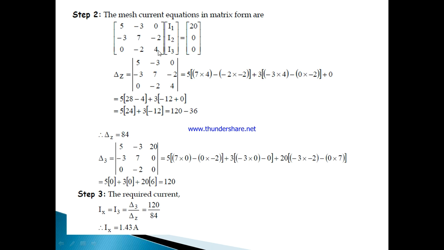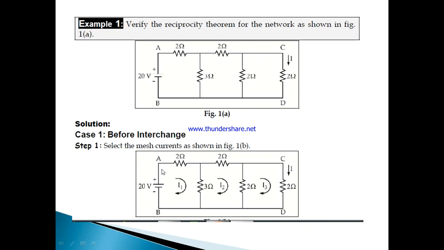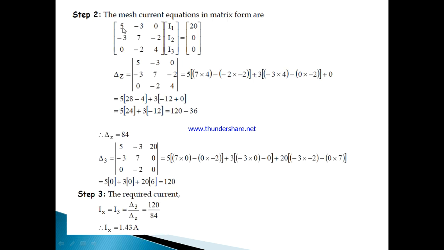This Z matrix we are going to find by using the inspection method. There are a total of 9 elements in the Z matrix: Z11, Z12, Z13, Z21, Z22, Z23, Z31, Z32, Z33. First we are going to find the first row of the Z matrix. The first element is Z11, the self-impedance of loop 1, also called the sum of all impedances presented in loop 1. In loop 1 there are 2 impedances, 2 and 3. Take the sum, and we get 5.